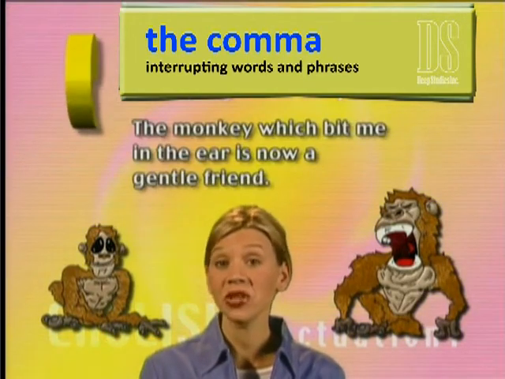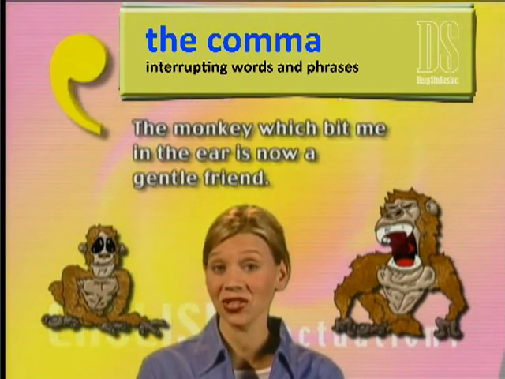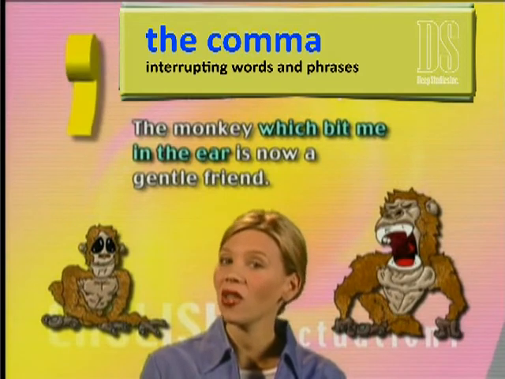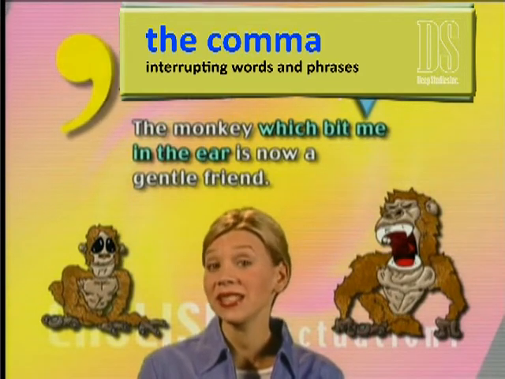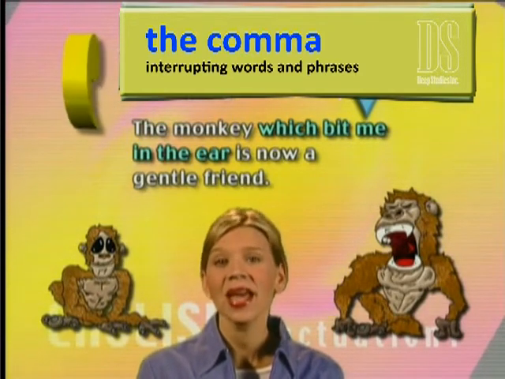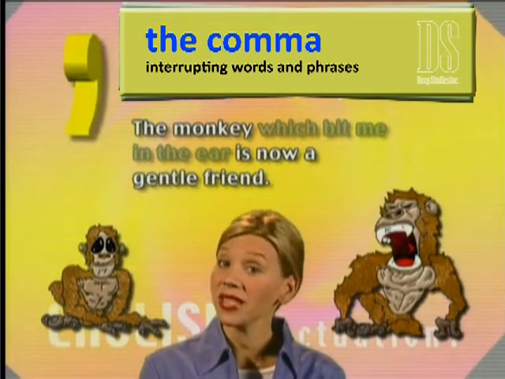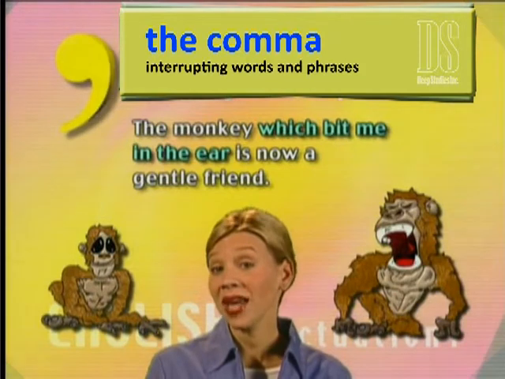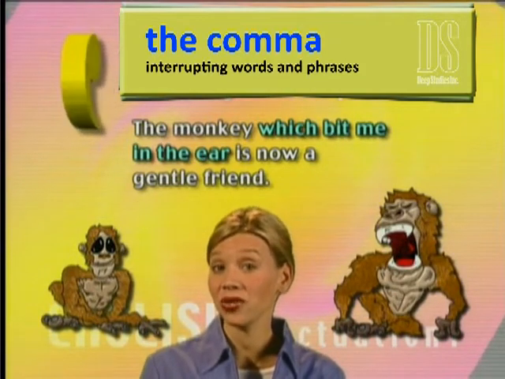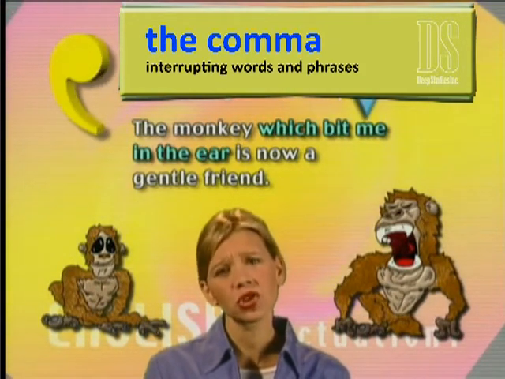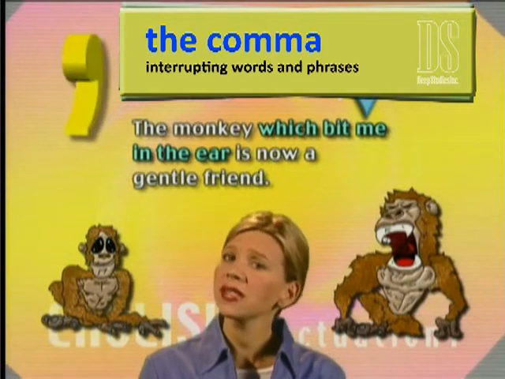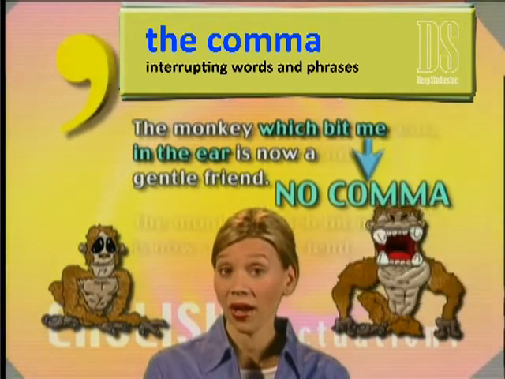Now we would write, the monkey which bit me in the ear is now a gentle friend. Now the dependent clause is restrictive because it's distinguishing between the two monkeys. If we try to remove it, you won't know which monkey I'm talking about, this one or this one. Since the dependent clause is now essential to understand our sentence, we say it's a restrictive clause. And if the clause is restrictive, we don't use a comma.